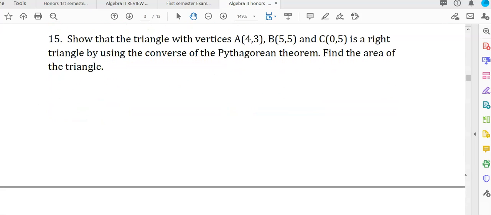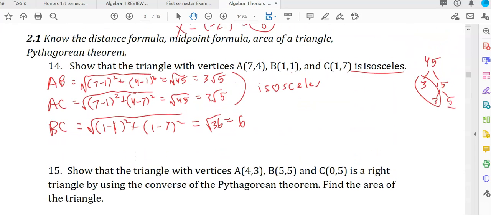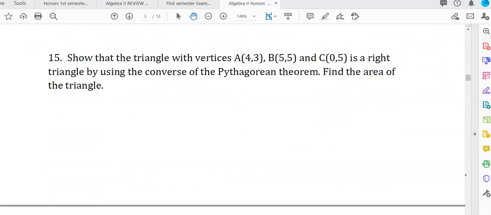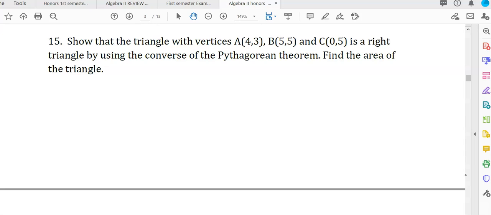So there's the right triangle. Wow, so very similar problem. So you have to be good at using the Pythagorean theorem, the converse of the Pythagorean theorem. Okay, so let's do AB again. So AB is going to be the square root of 4 minus 5 squared plus 3 minus 5 squared, which is square root of -1 squared, which is 1, and -2 squared, which is 4. So 1 plus 4 is 5.